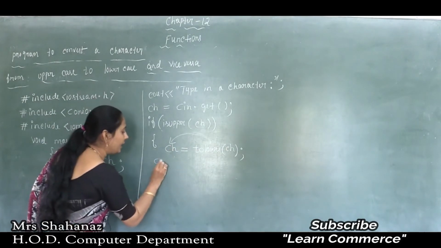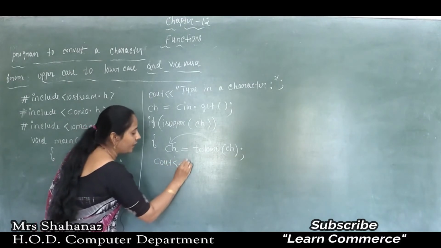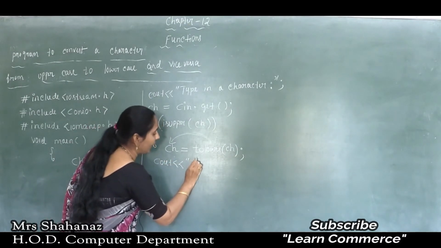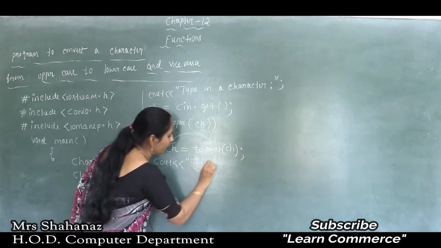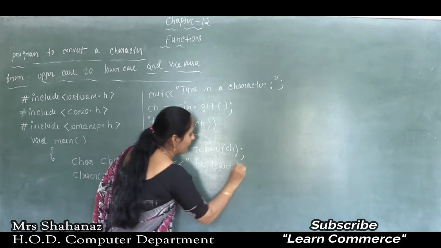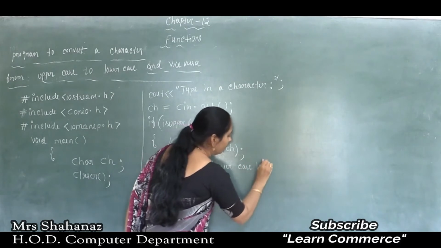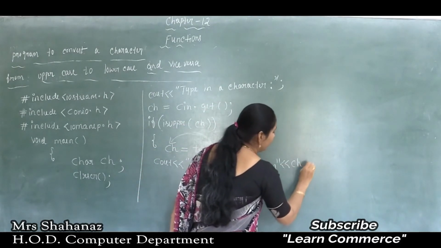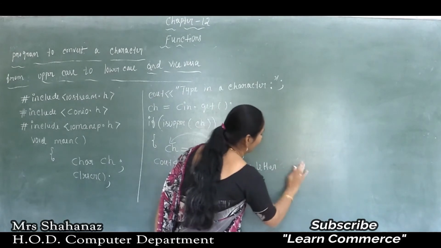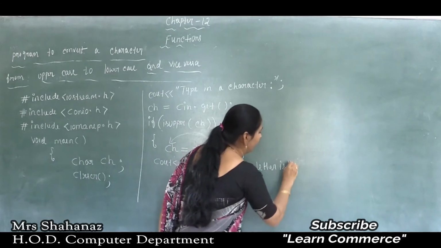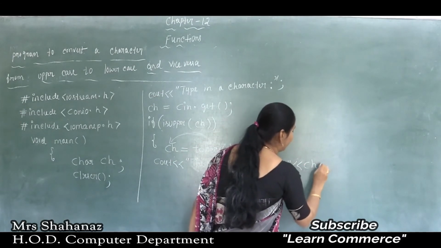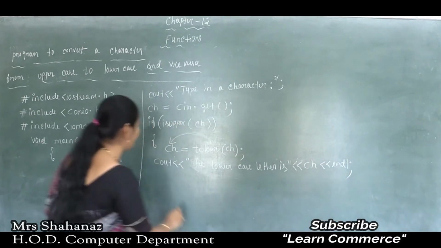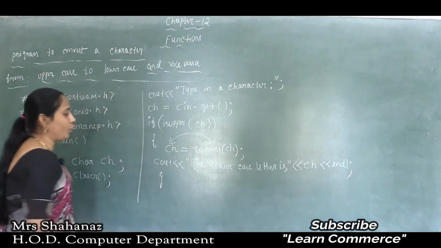Now after that, I want to display here: the lowercase letter is ch. Okay, the lowercase letter is ch. Clear this point here? The lowercase letter is the ch. It is going to display, and then the closing of the flower bracket.